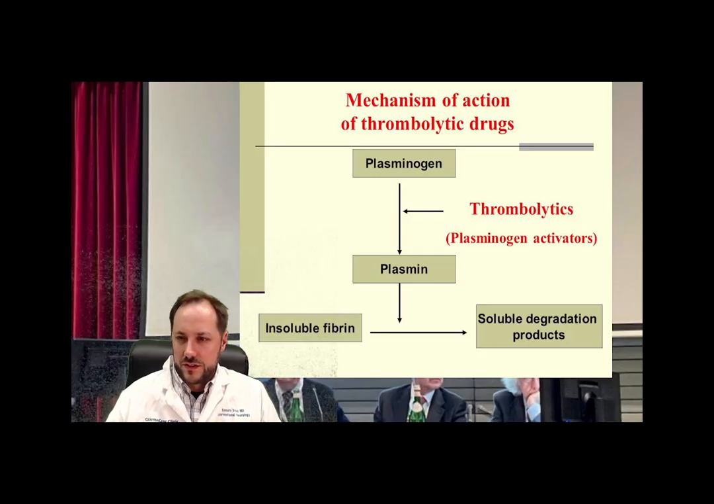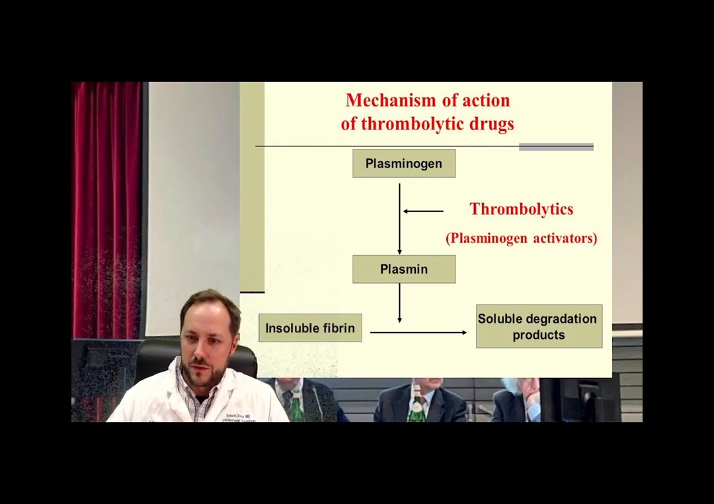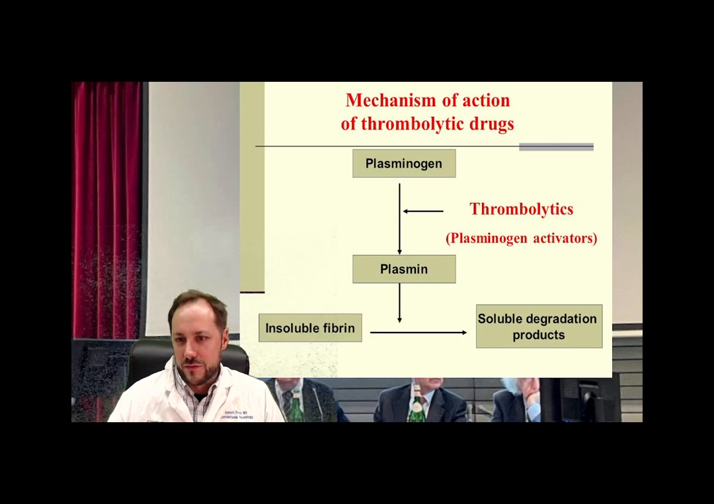First, you need to understand what thrombolysis is. Right now we're using tenecteplase, but in the past we were using alteplase, but it's essentially the same. It's a medication that causes degradation of a blood clot, which would be this insoluble fibrin. So it activates plasminogen to plasmin, which breaks down insoluble fibrin to soluble degradation products, or fibrin degradation products.